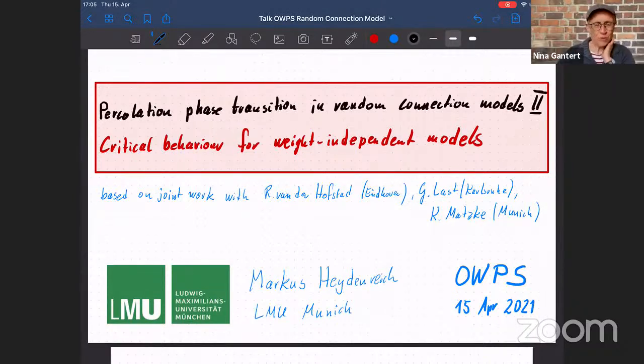Okay, let's reconvene. Welcome back, everybody. Our second speaker is Markus Heidenreich, and he will tell us about the percolation phase transition in random connection models, about the critical behavior for weight-independent models. Markus, the screen is yours.